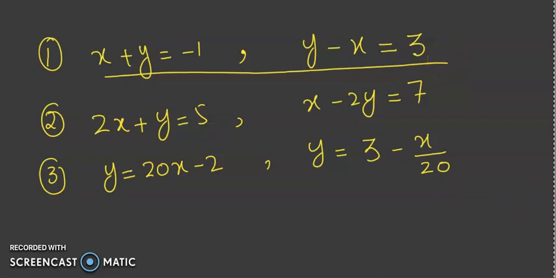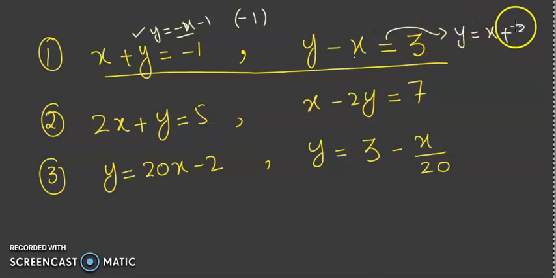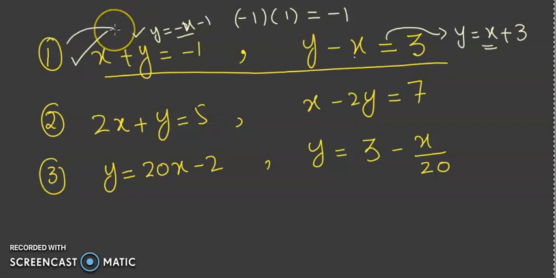Well, we need to check the product of their slopes. The slope of this line, because we can write this line as y equal to minus x minus 1, is going to be -1. What is the slope of this line? This line can be written as y equal to x plus 3, so the slope is 1. Multiply it with this, so the product is -1. So yes, these two lines are perpendicular.